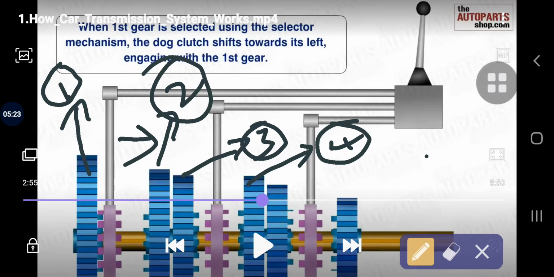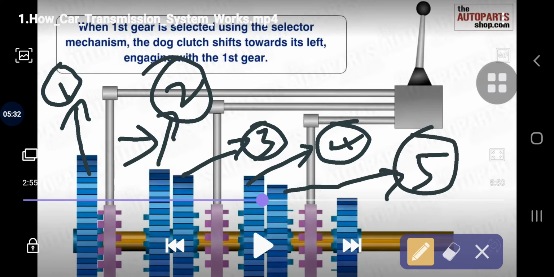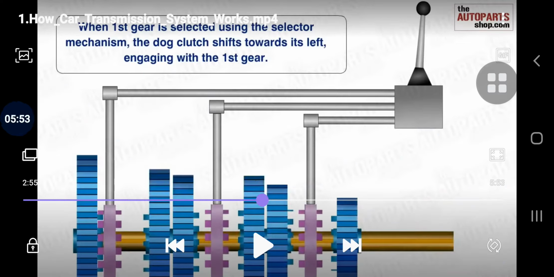When we move the third dog clutch to the left side, it will be fifth gear. When I move the third dog clutch to the right side, it will be the reverse gear. See the animation.